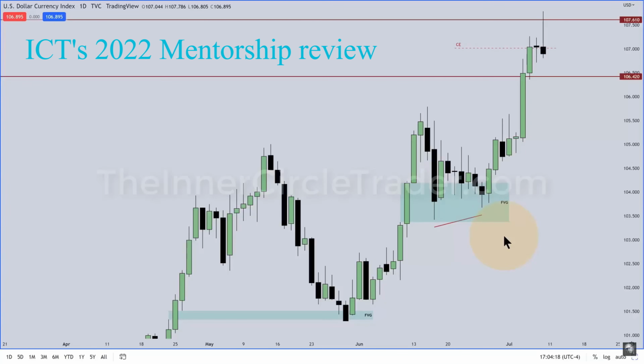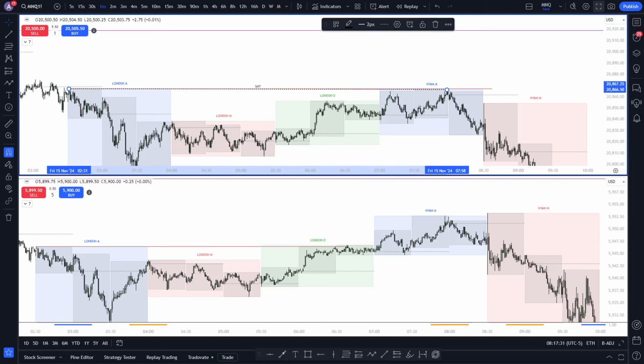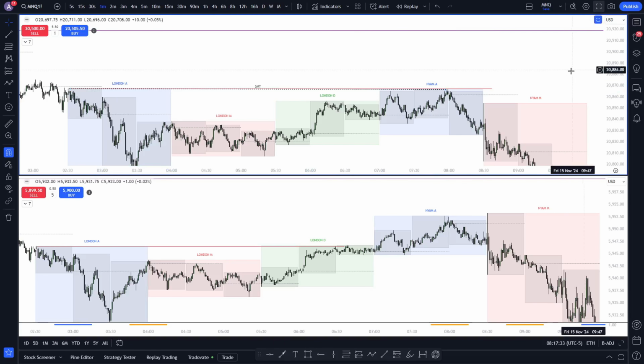Oh, ICT, so diabolical. So now let's talk about how you can utilize SMT real time while you're trading. As you can see on ES, we took out London's high. However, on NQ, we failed to do so. This is our first SMT. This is also SMT on a higher time frame. So this SMT is much stronger than if it was just on a 1 minute chart.